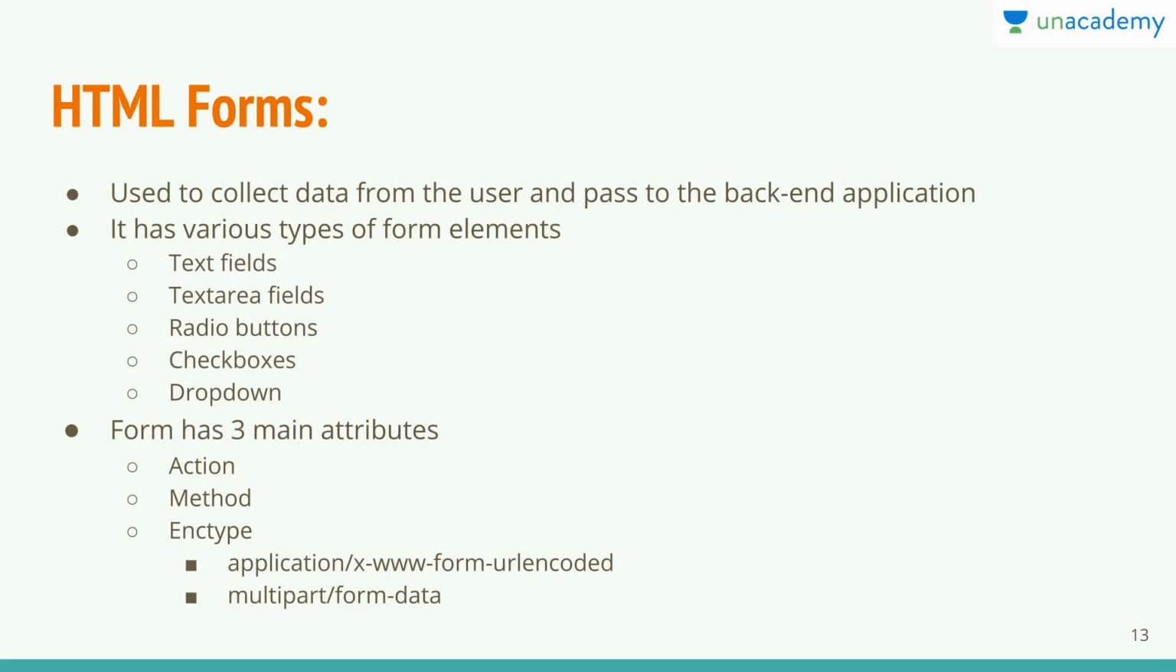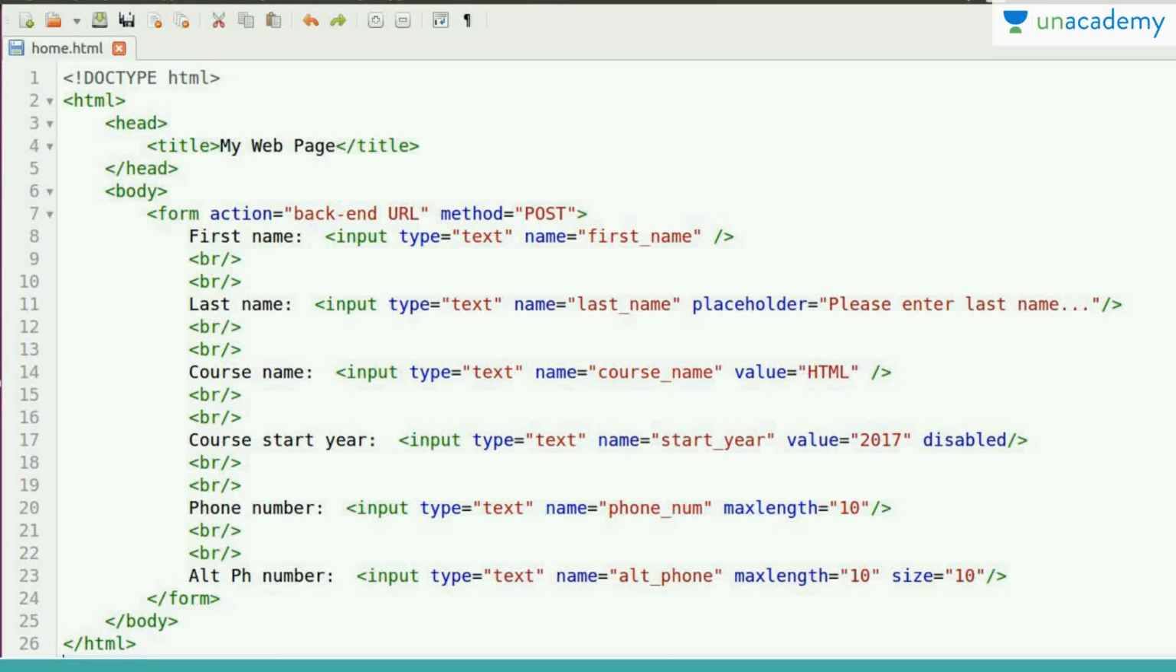Here we have various form elements: text field, text area, radio button, checkbox and drop down. Then the form tag itself has three main attributes: action, method and encryption type. With examples we will see what all these things mean. So let's move to the code.